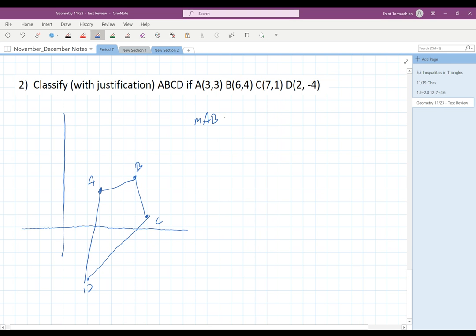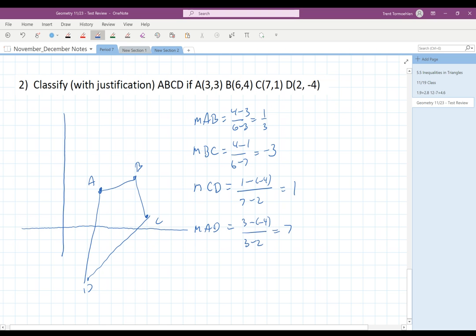And so the slope of AB is equal to 4 minus 3 over 6 minus 3, which gives you 1/3. The slope of BC is 4 minus 1 over 6 minus 7, which gives you a -3. The slope of CD is 1 minus -4 over 7 minus 2, which turns out to be just 1. 1 minus -4 is 5. And then the last one, AD, turns out to be 3 minus -4 over 3 minus 2, which is 7.